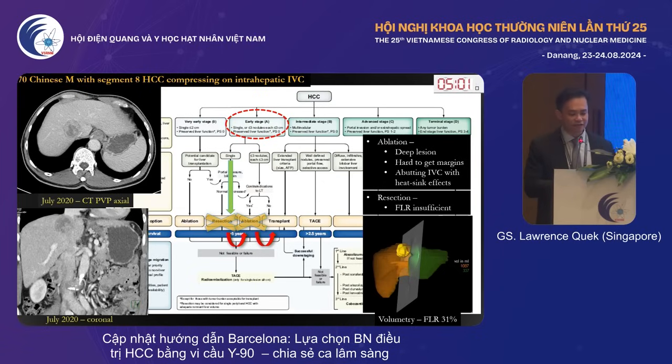All right, and it's abutting the IVC with heat sink effects that's real. Although if you use microwave, that is probably not so much an issue, but still it is present. So, and for transplant, the wait list is long, and we need to treat this patient, and hence we've gone down to do Y-90 for this patient.